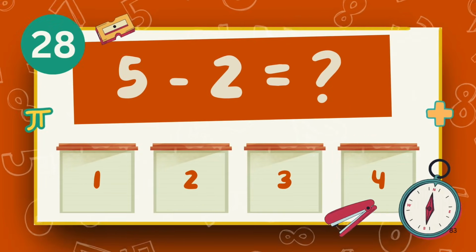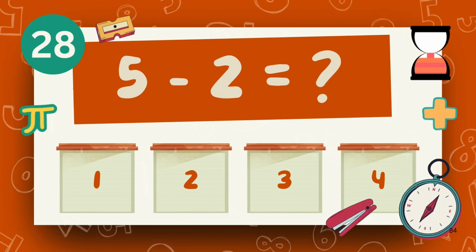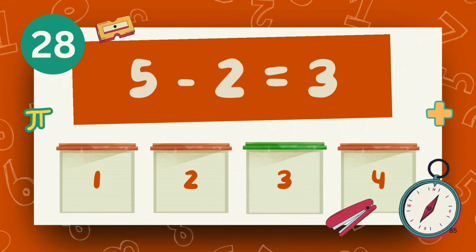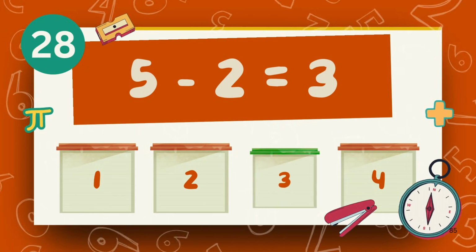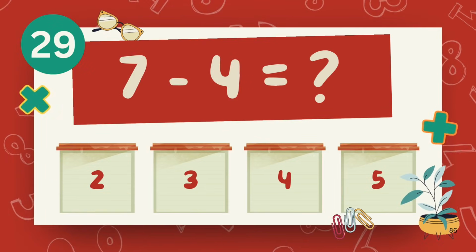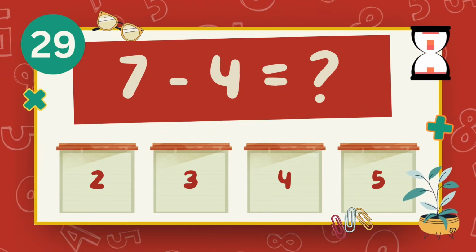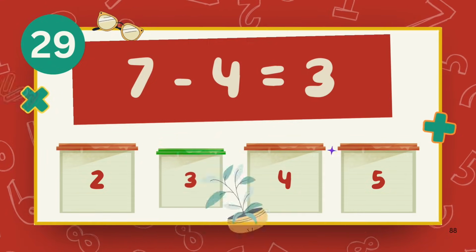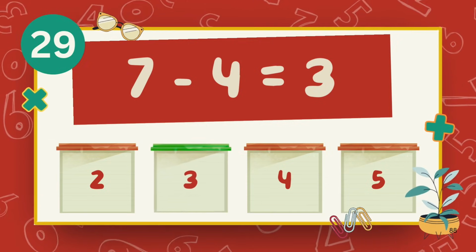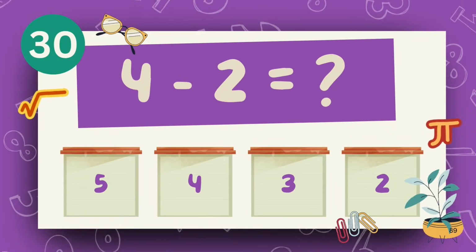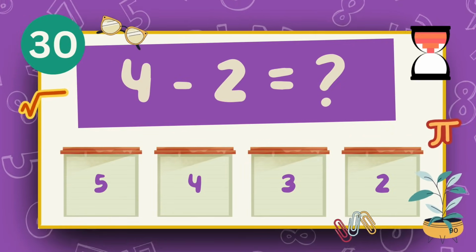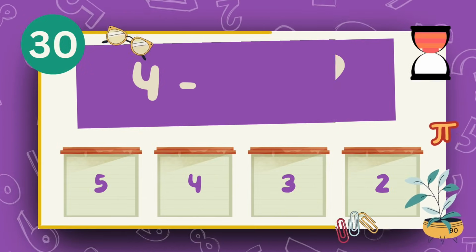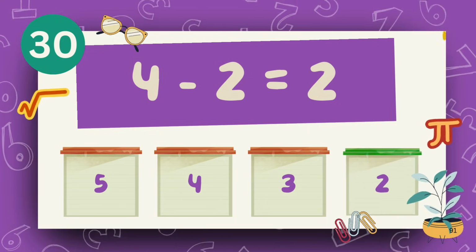What is 5 minus 2? The answer is 3. What is 7 minus 4? The answer is 3. What is 4 minus 2? The answer is 2.